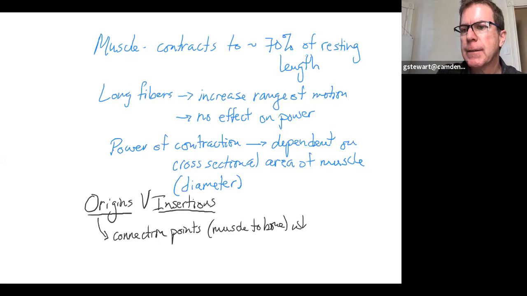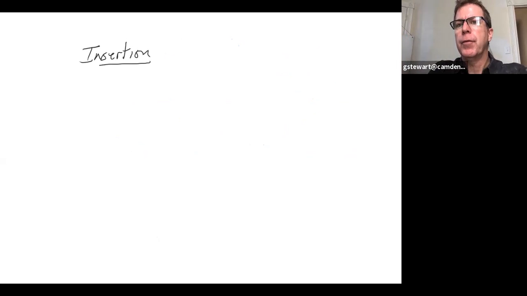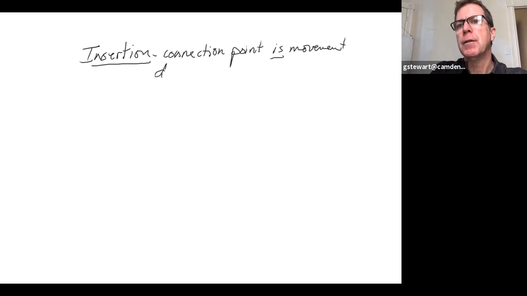When the muscle contracts, there is no movement at that end. So whenever you see the word origin, think connection point where there's no movement. Insertion, on the other hand, I-N-S-E-R-T-I-O-N, is the connection point where when the muscle contracts, there is movement. So I'm just writing: movement during contraction.